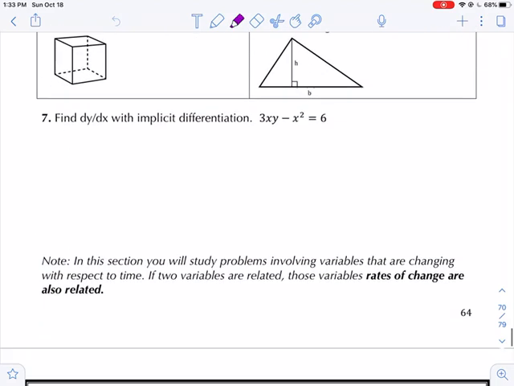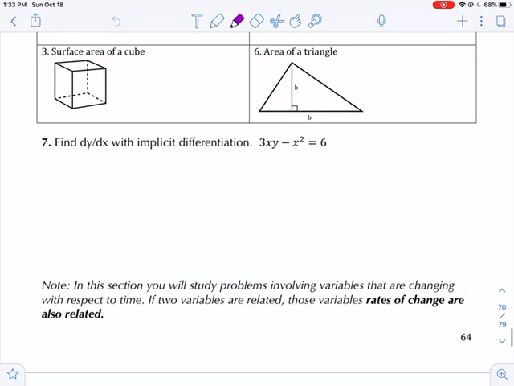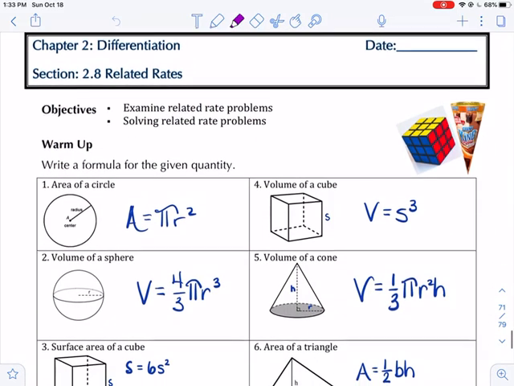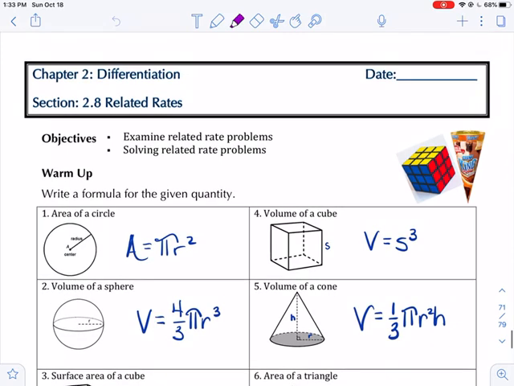Okay, so now that you've paused your video and you've completed the warm-up, in this section you will study problems involving variables that are changing with respect to time. If two variables are related, those variables' rates of change are also related, therefore the topic related rates. So here are the answers for the related rates.